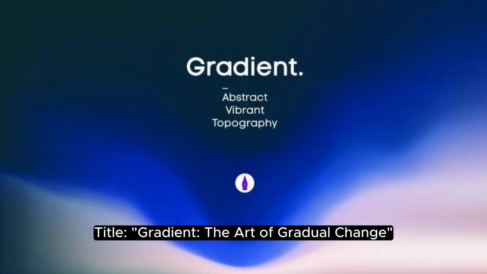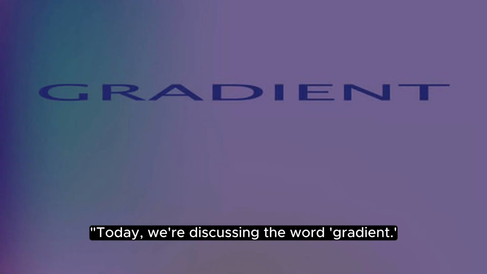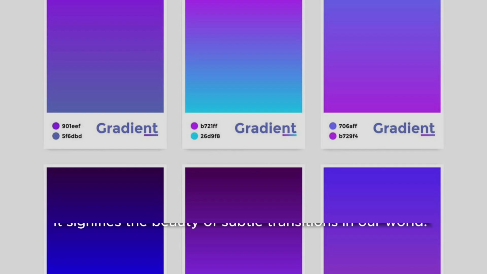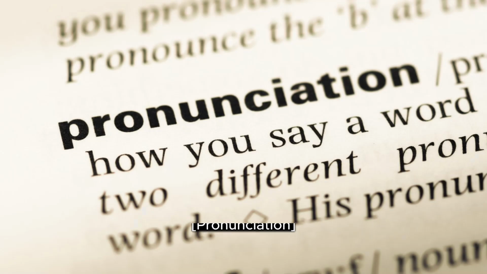Title: Gradient, the art of gradual change. Meaning: today, we're discussing the word gradient. A gradient refers to a gradual change in a physical property, such as color, temperature, or elevation, over a certain distance. It signifies the beauty of subtle transitions in our world.